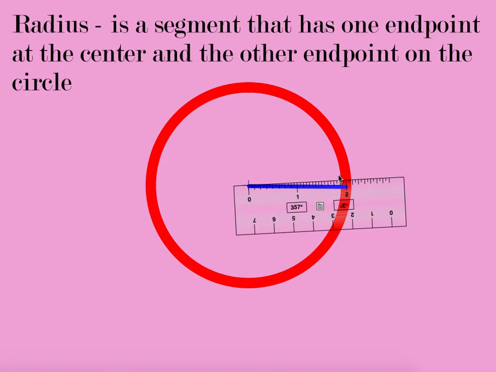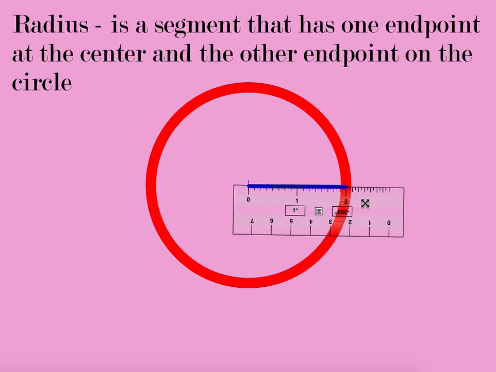The radius is the segment that has one endpoint at the center and the other endpoint on the circle. So if I start from the center and I go out to the edge where my circle is, that distance, that's known as my radius.